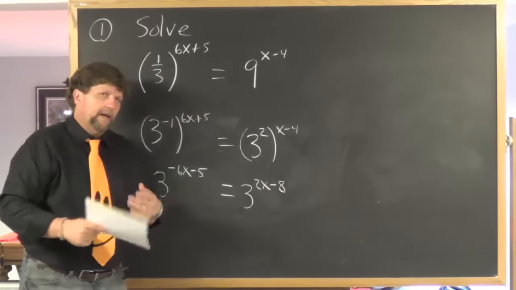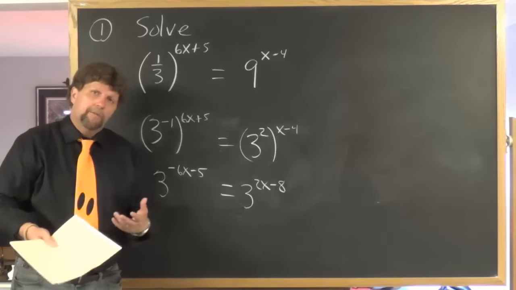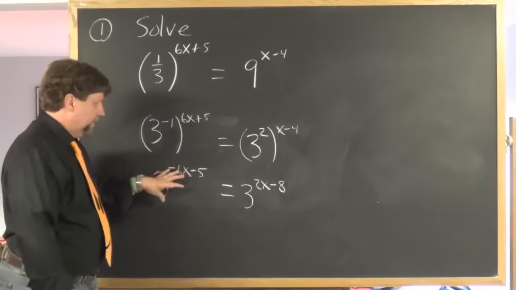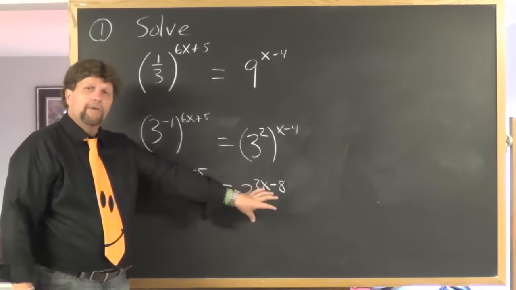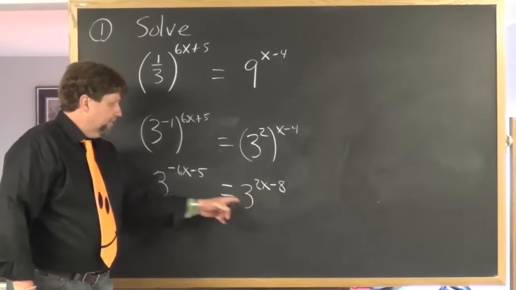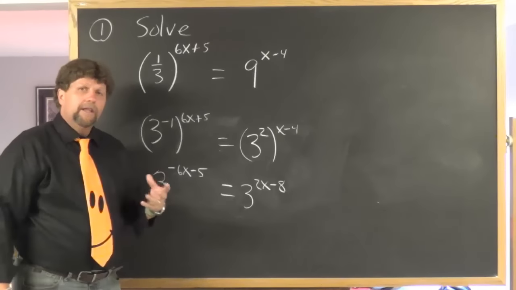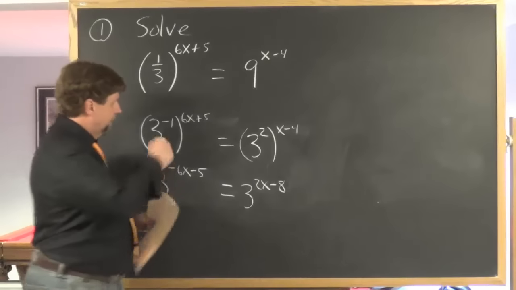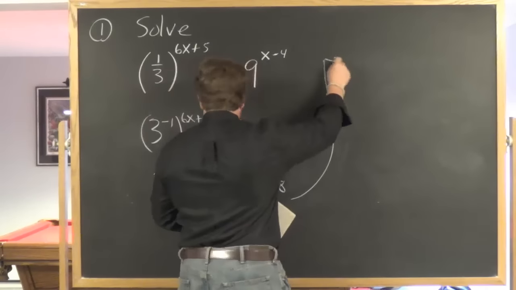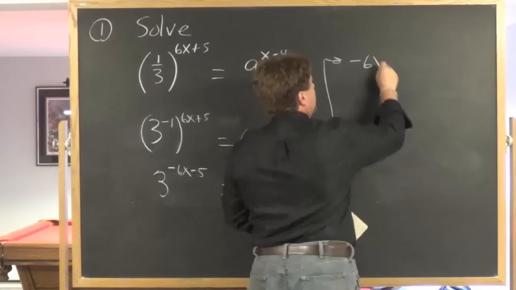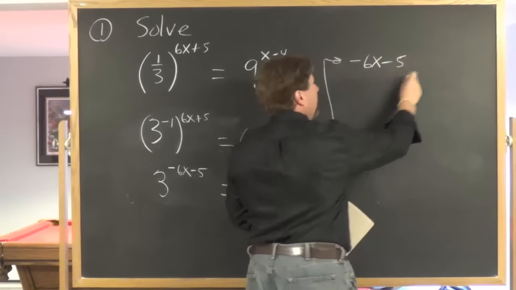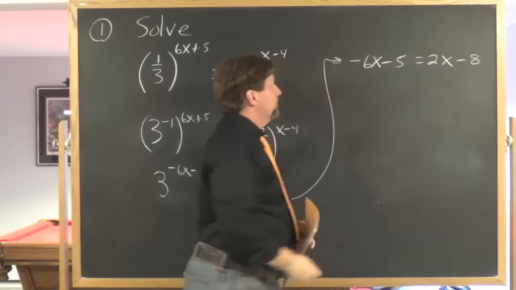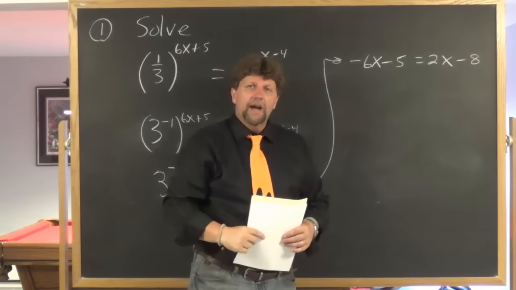And now I'm going to use what I call the preservation of equality. Remember the preservation of equality? When the bases are the same and you have one exponential expression equaling another exponential expression, the only way this can be a true statement is if the exponents are equal. So if I tag the problem on up here and I set the exponents equal to each other, negative 6x minus 5 equals 2x minus 8, all I have to do now is just solve for x.